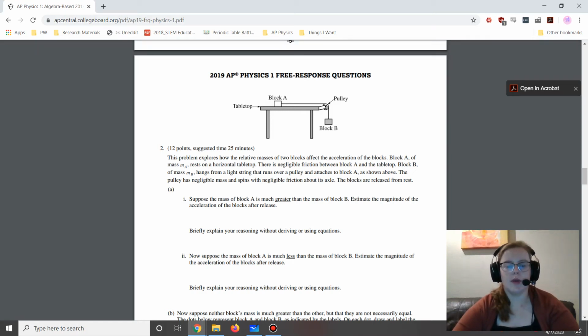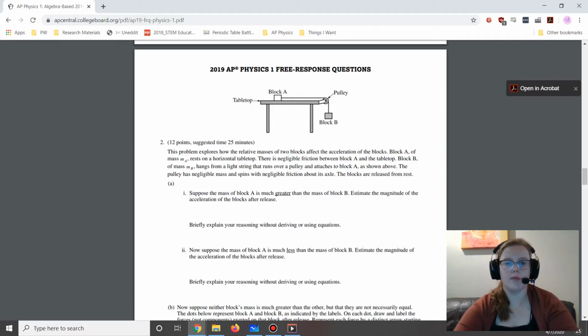Everyone. So today we're going to be going over the 2019 AP Physics 1 free response question, more specifically number 2, which represents our qualitative-quantitative translation problem that we are going to see on this year's AP exam. So let's go ahead and take a look at the problem.